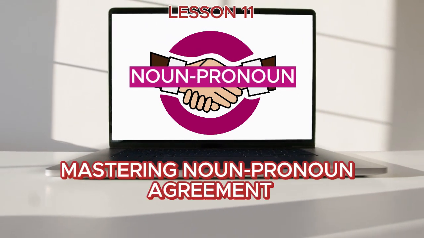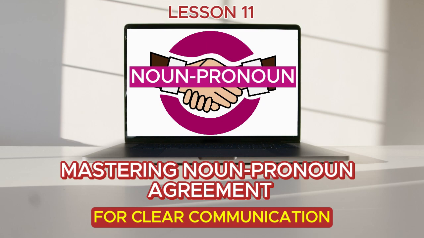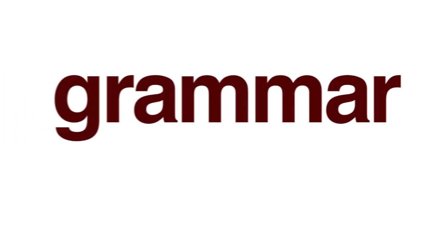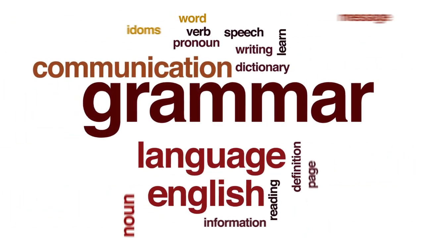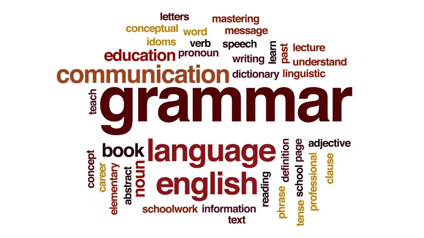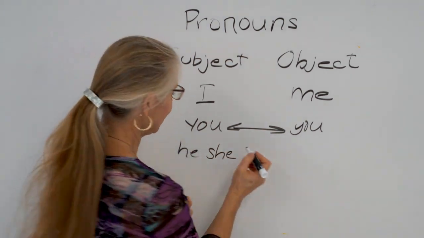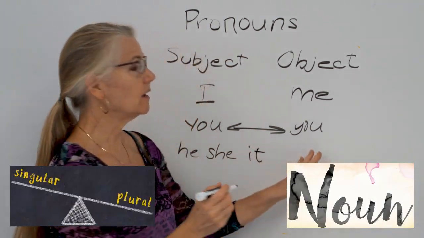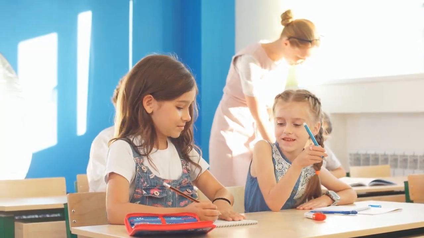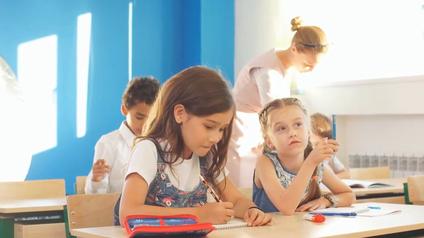Lesson 11, Mastering Noun-Pronoun Agreement for Clear Communication. Noun-pronoun agreement is a crucial component of grammar that ensures clarity and coherence in both written and spoken English. It involves ensuring that pronouns correspond with their antecedents in number and gender. This lesson provides educators and students with the essential knowledge needed to master this grammatical concept.